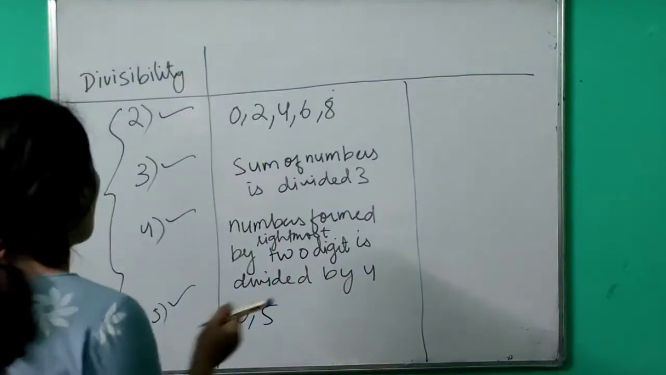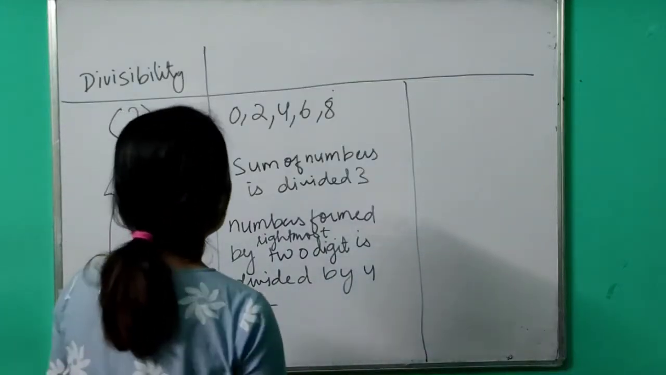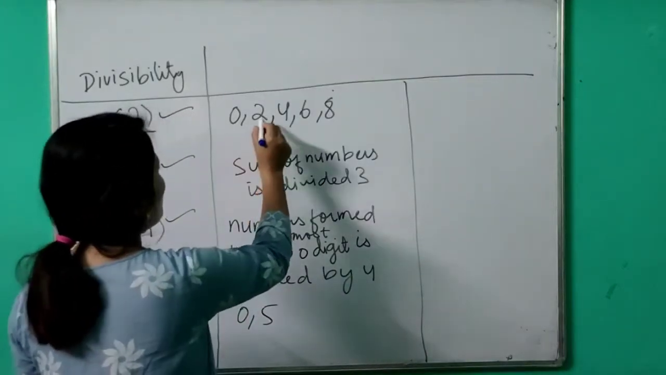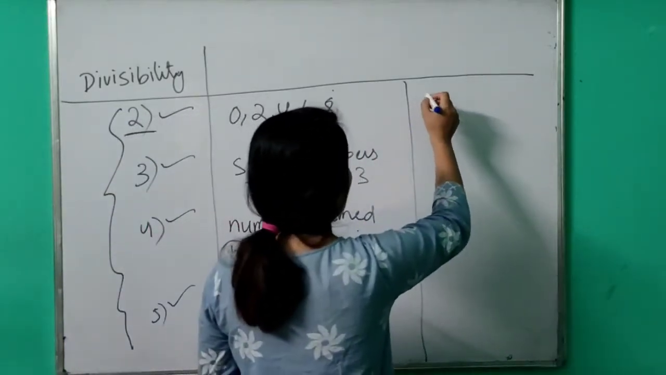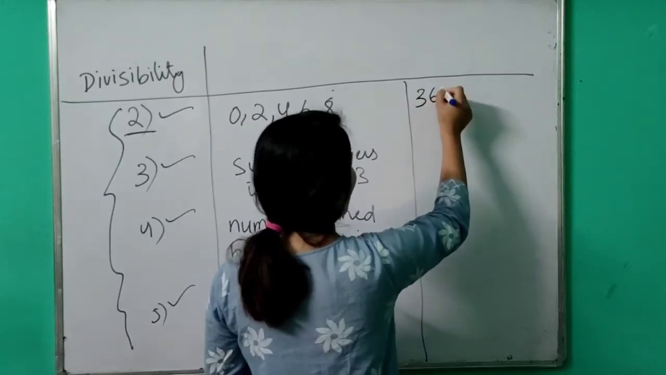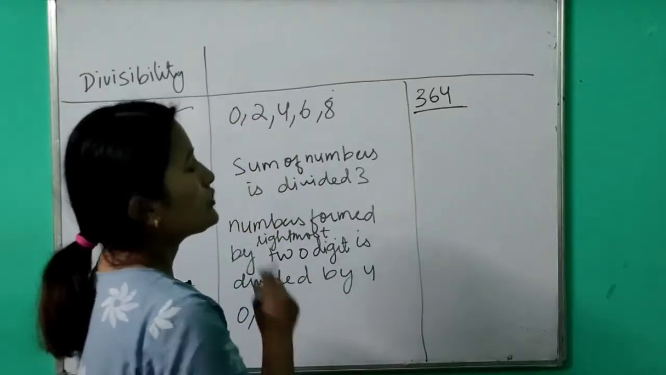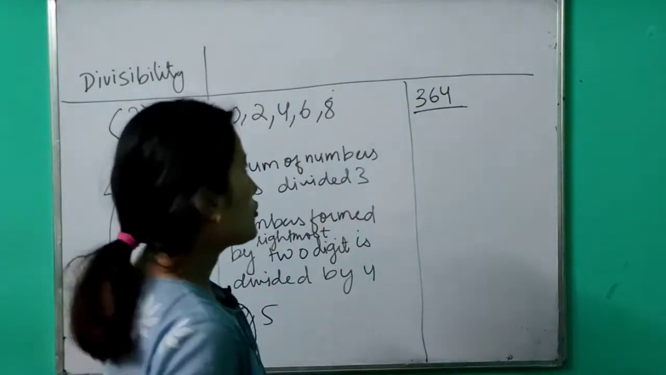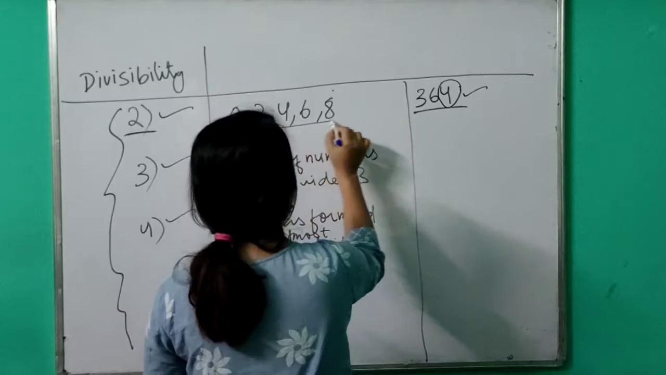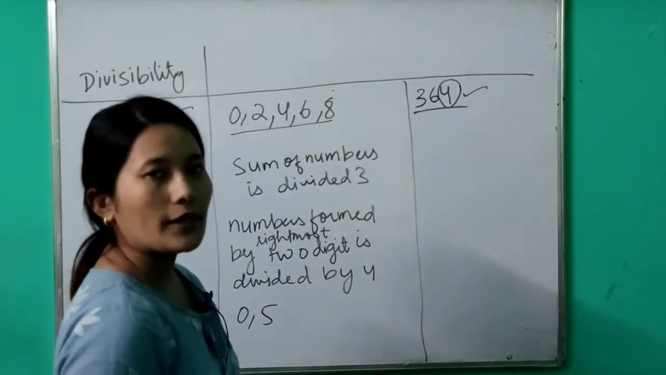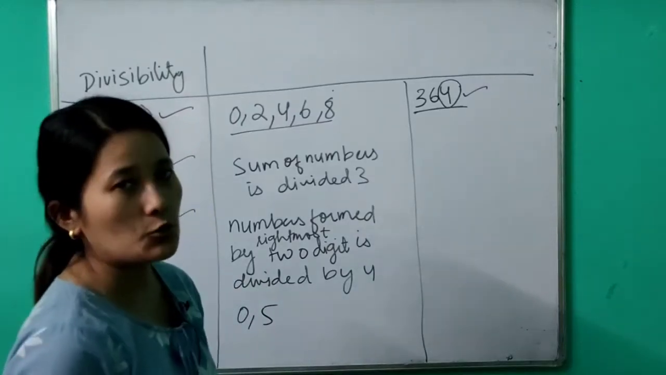Now, how do you know that a particular number is divided by 2 completely? If the number ends with 0, 2, 4, 6 or 8, then 2 divides that particular number completely. For example, if you have 364, to find out whether this number is divisible by 2 or not, what do you have to do? Look at the rightmost digit, it's 4. So it is completely divisible by 2. You can do it on your own also. Just divide 364 by 2 and see whether it's completely divided by 2 or not.